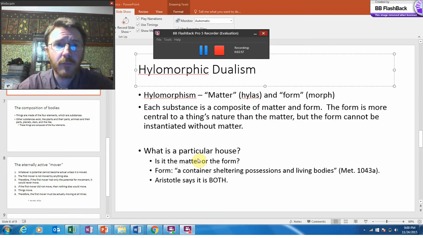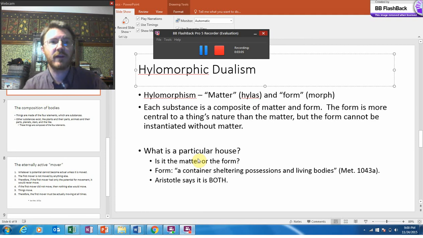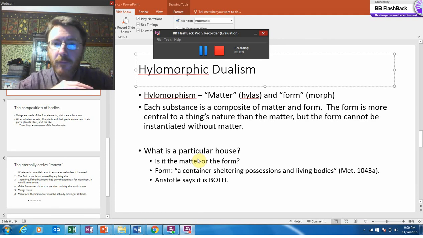But unlike Plato, Plato would say that the only real house is the form of house, the only genuine house, if he said that there's a form of houses. But Aristotle would say that as real as houses get is a particular house that is a combination of matter and form. So it's not just one thing, but it's two things. It's a combination of things.